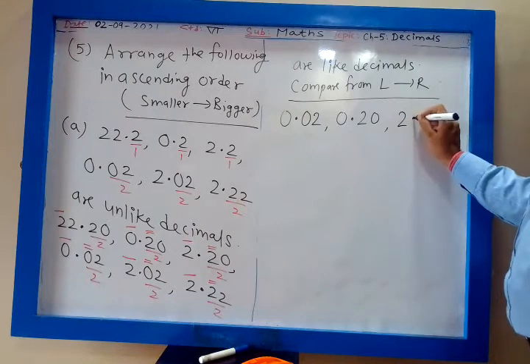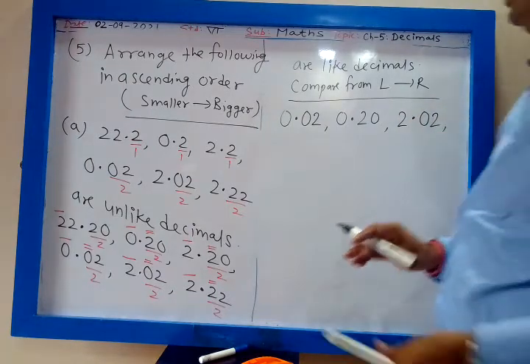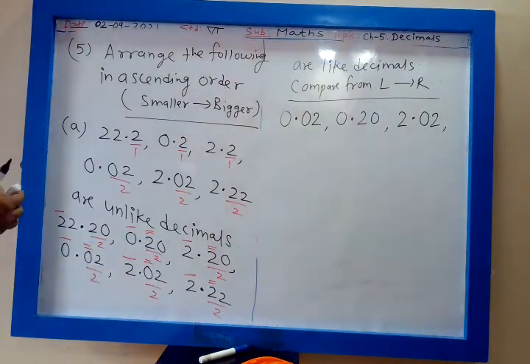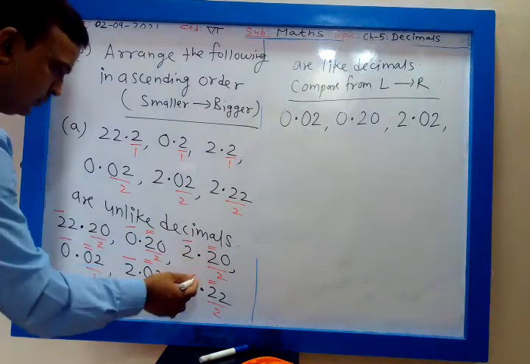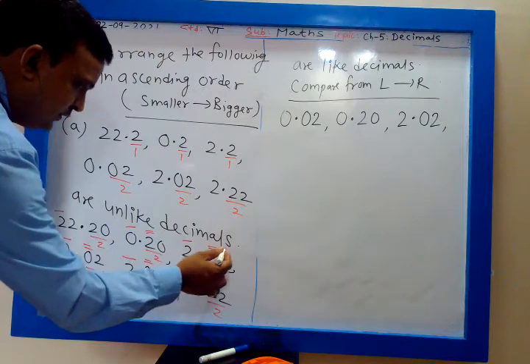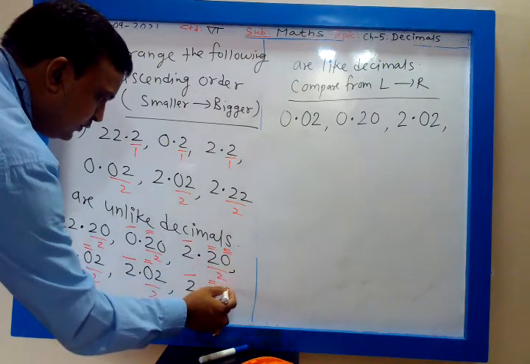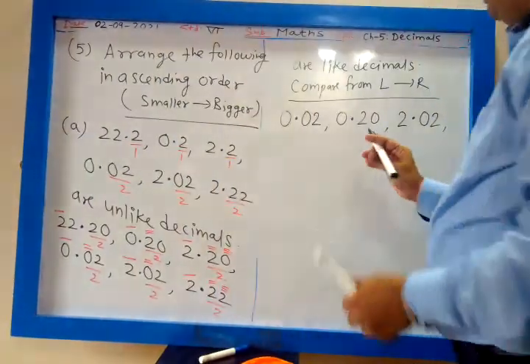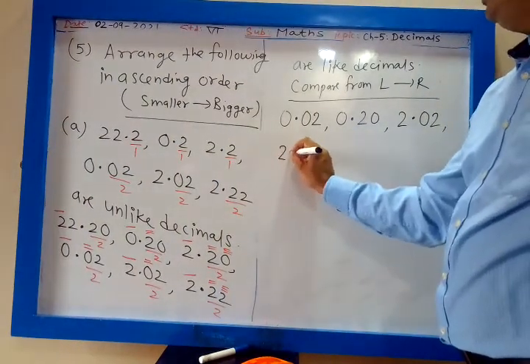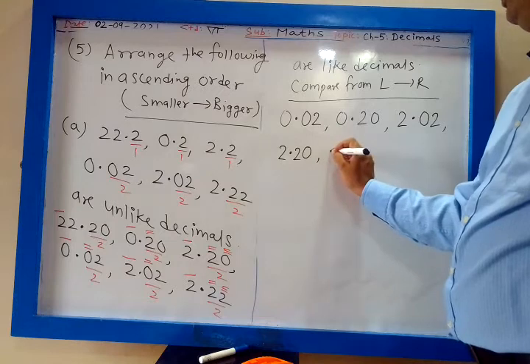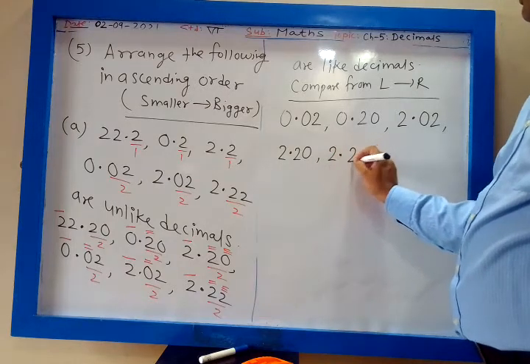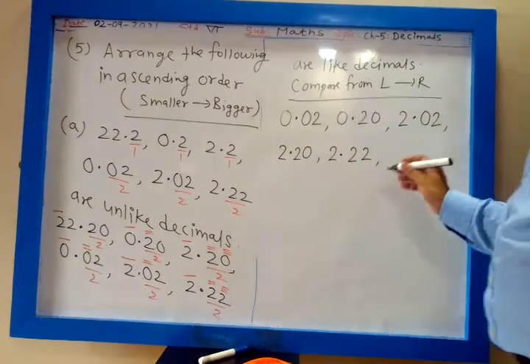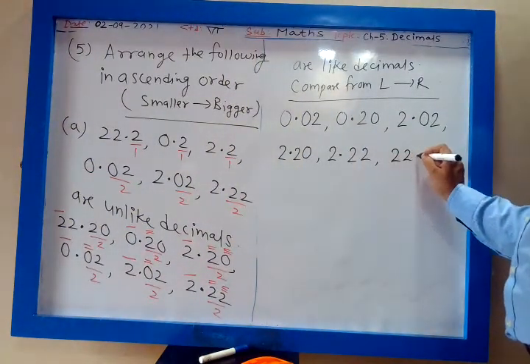2.02. Okay. So after 2.02, these two are 2, 2. 2.20, 2.22. Then this is 0 and this is 2. Which is smaller? 2.20. Then 2.22. Now which number is left? 22 is left. So 22.20.